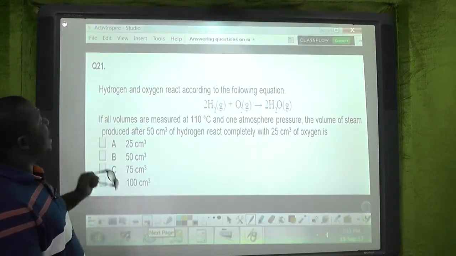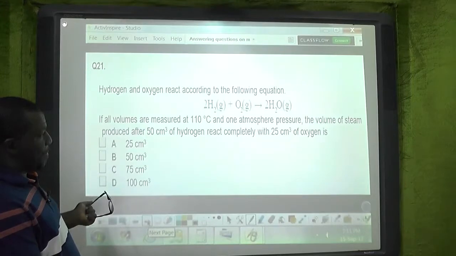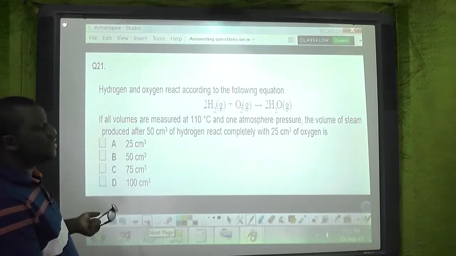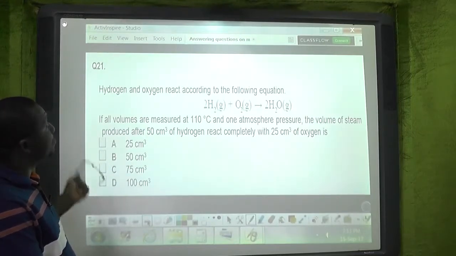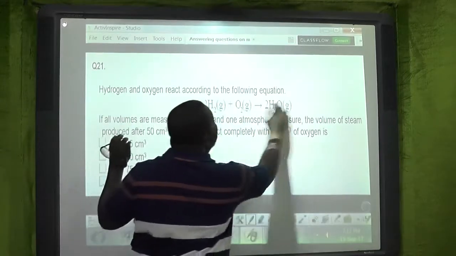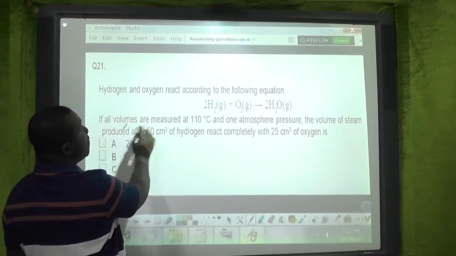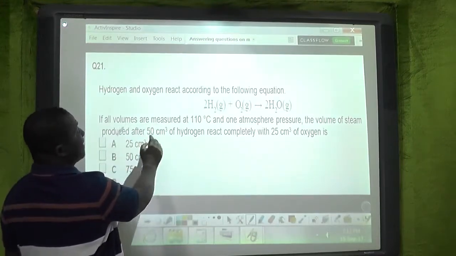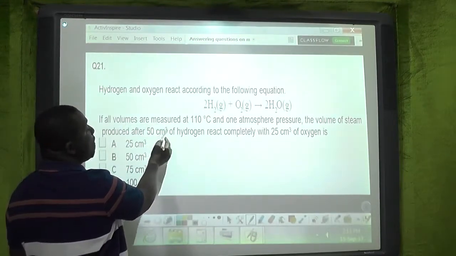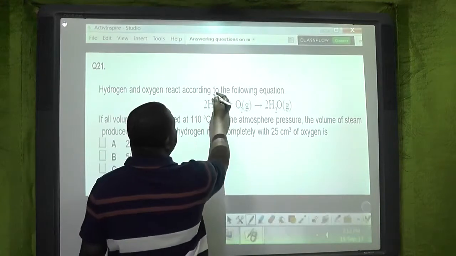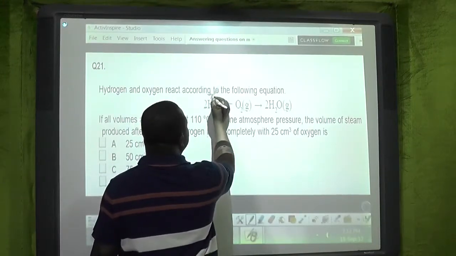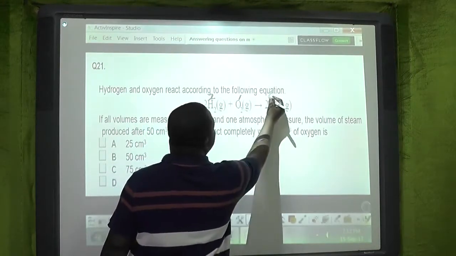Again, if volumes are measured at the same temperature and 1 atmospheric pressure, they don't really concern you too much. The volume of steam produced, that means all of them are at the same pressure and temperature. The volume of steam produced after 50 cm³ of hydrogen. So first we have the ratio 2:1 to produce 2.